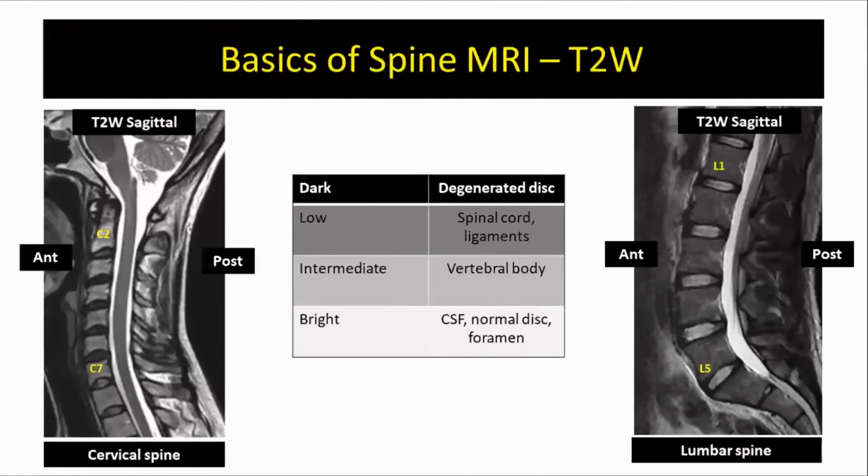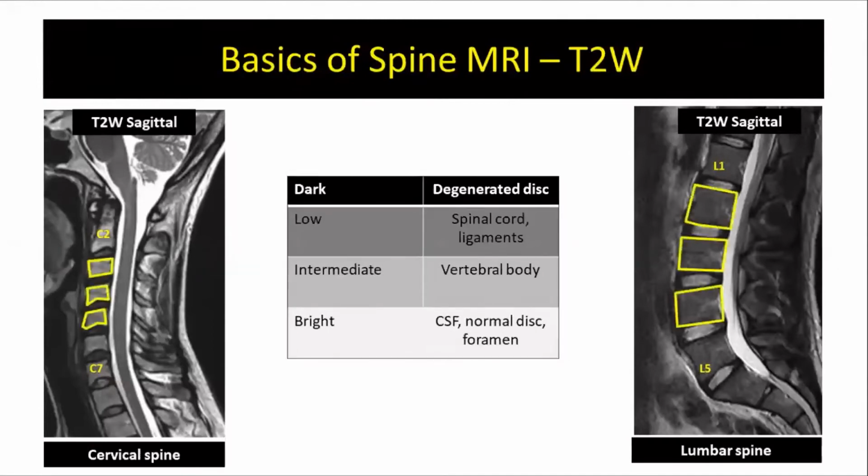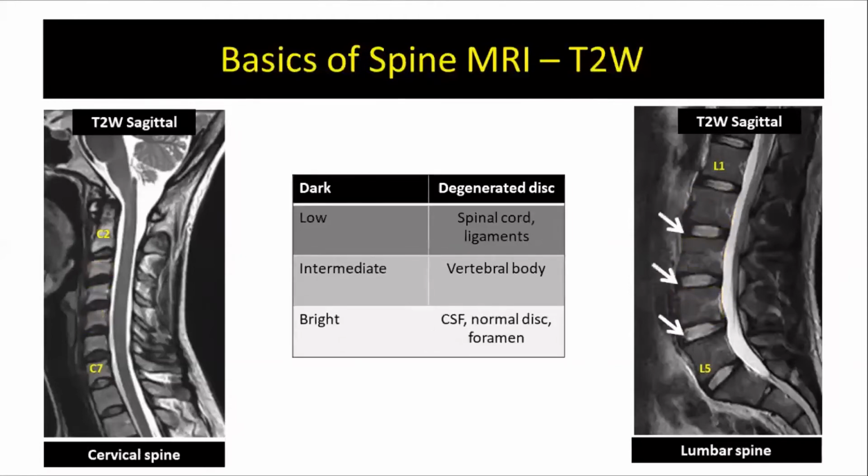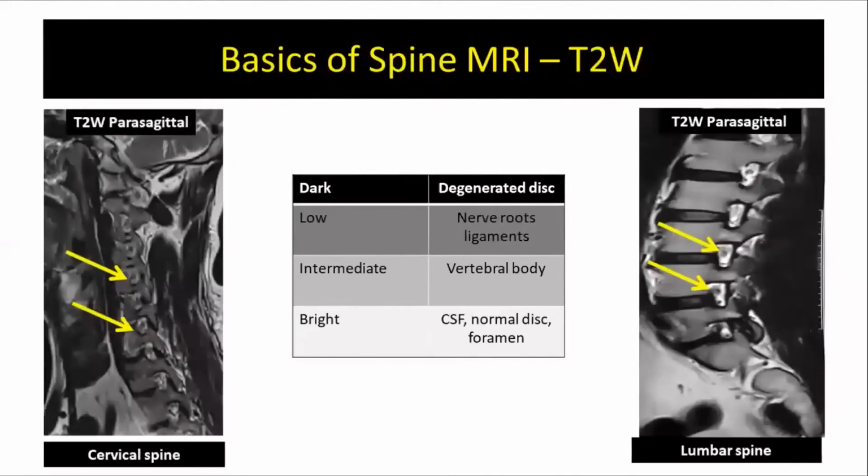And other structures that can be visualized in this T2 weighted sagittal image are vertebral bodies, which are of intermediate intensity. The discs in between the bodies are bright in color when they are hydrated, or a young healthy disc. When they start to degenerate, they become black in color as seen on the left hand side cervical spine images. The spinal cord is of low intensity in T2 weighted sagittal image. And when we go for the parasagittal cuts, you can see the nerve roots coming out through the foramen.